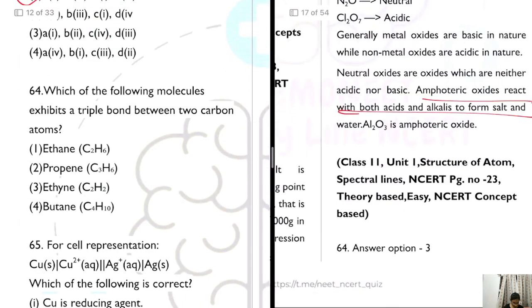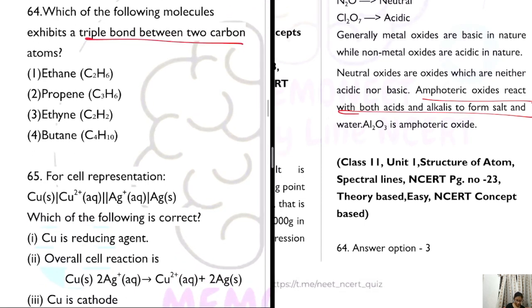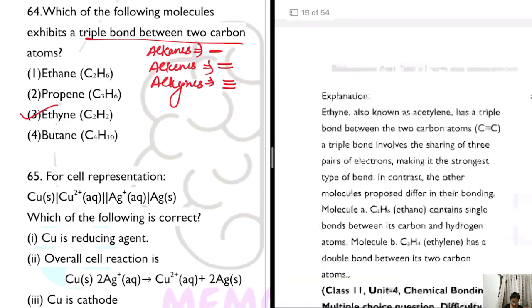Let's see the next question. Which of the following molecules exhibits a triple bond between two carbon atoms? When there is no unsaturation, for example in alkanes, they have single bonds, whereas alkenes have double bonds, and alkynes have a triple bond. So which is an alkyne? Only ethyne. So it has a triple bond. This is the correct answer. Let's move to the next question.